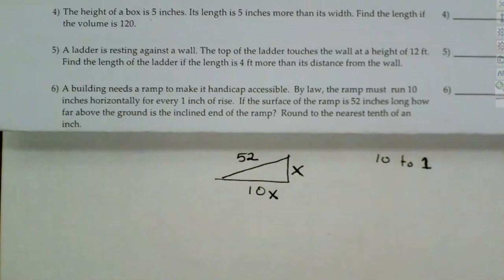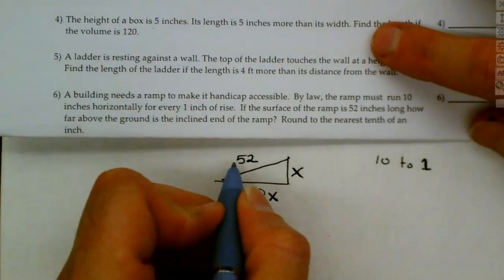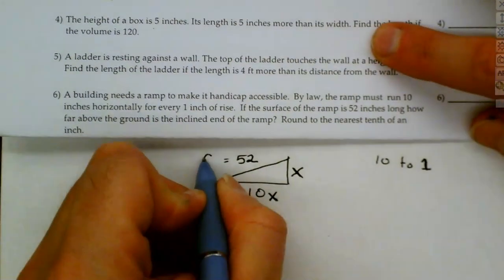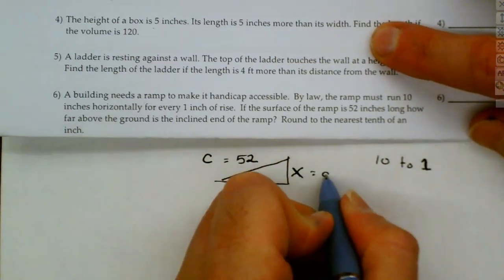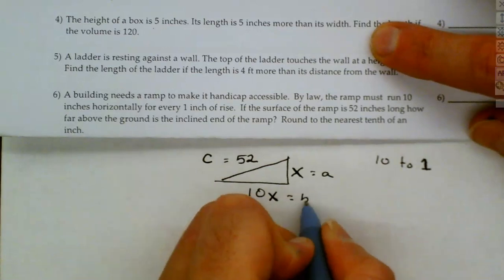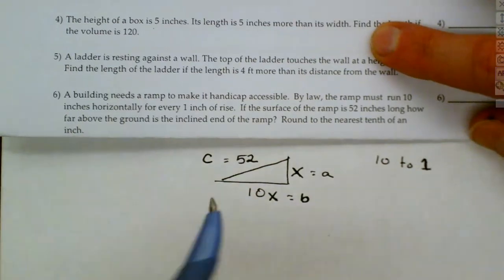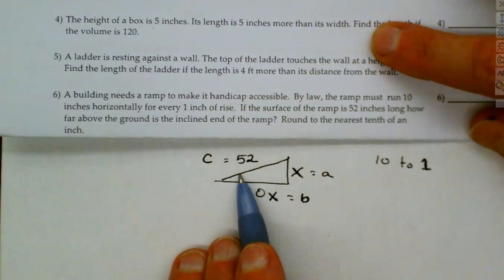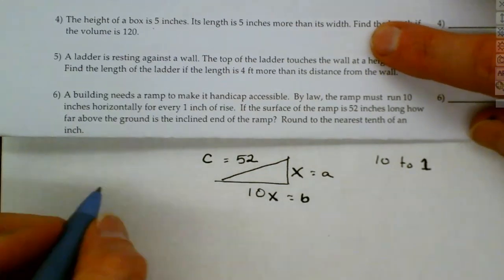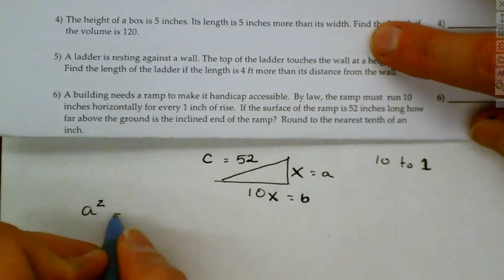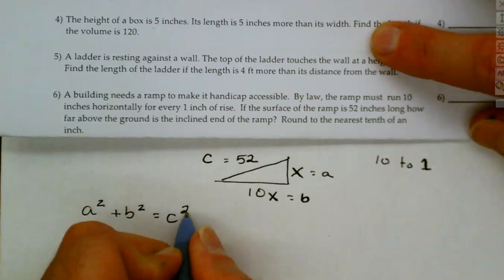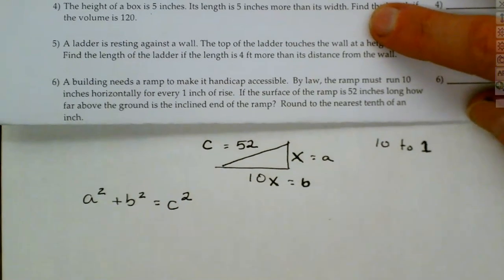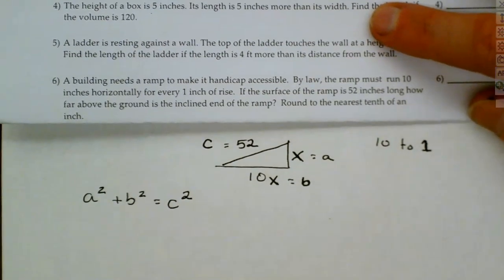Now we can apply our Pythagorean theorem. What we need to make sure of is that our diagonal is the C. The others don't matter. Which one is which? So one is A, one is B. The important part is to make sure that the diagonal is your C. Now we know that A squared plus B squared equals C squared. That's our formula.